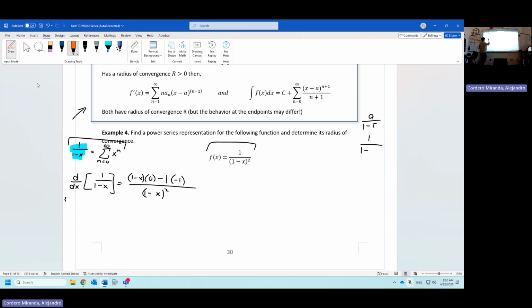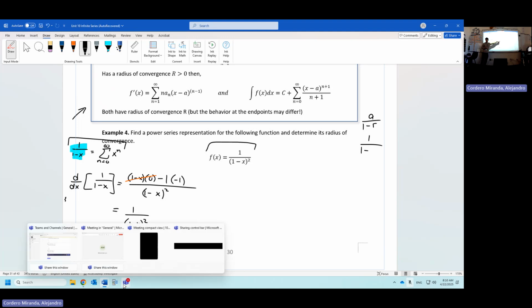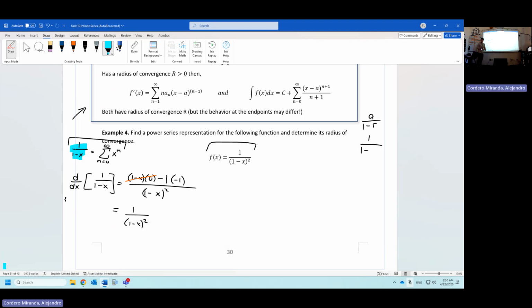Boom, there it is. And of course, this orange stuff cancels. -1 times -1 is just 1, so we get 1 over (1 minus x) all squared, which is exactly what we wanted. You see what I mean? Okay, very cool, very cool.